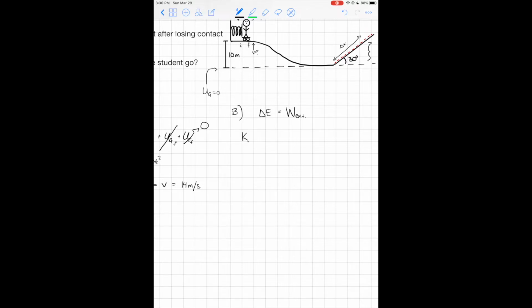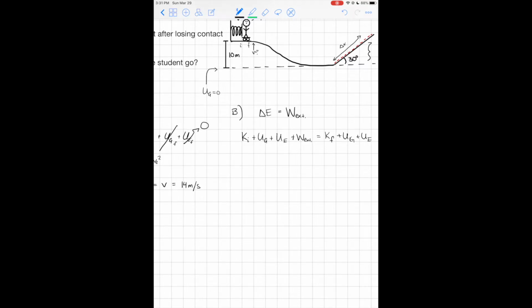I can say, what are all my initial quantities? I can write out all my initial kinetic energies, my potential energies. I'm going to throw my external work on this side, and I'm going to set it equal to all my final quantities: kinetic, final potential in the gravity, and final potential elastic.